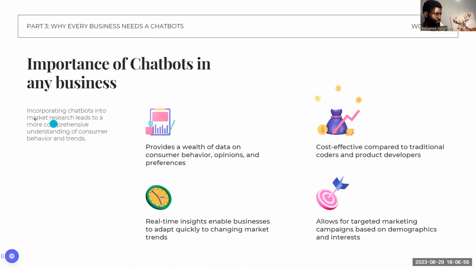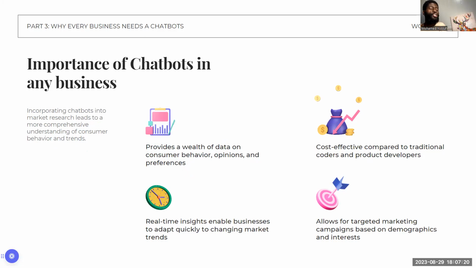Okay, but incorporating chatbots into market research leads to a more comprehensive understanding of your customer behavior and trends. Meaning, you can use chatbots to understand what people are asking, what people are buying, and then the AI will actually learn from the customers' behaviors and be able to tell you the trends that people are following. A chatbot can provide a wealth of data on consumer behavior, opinions, and preferences. So it'll tell you what people like, what they think, and how they act.